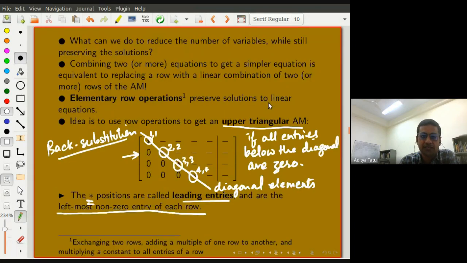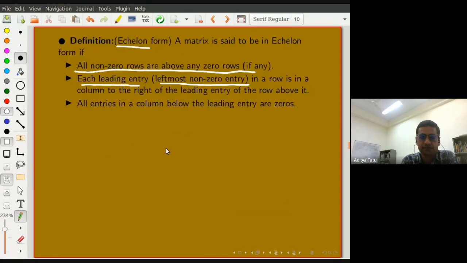Okay, so if you notice here, if I take row number 3, the leading entry is in the third column, right? If I look at the rows above it, row number 2 and row number 1, you notice that their leading entries are to the left of the leading entry of row number 3. Okay, so this is what gives you a step-like pattern. And the third condition is that all entries in a column below the leading entry have to be zeros.